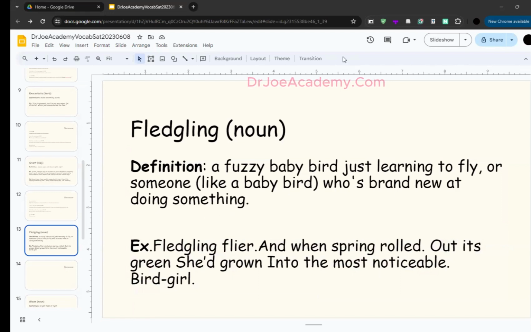So I'm going to give everyone a couple minutes now to come up with their sentences using fledgling. And once you're done, we will start to take it up.